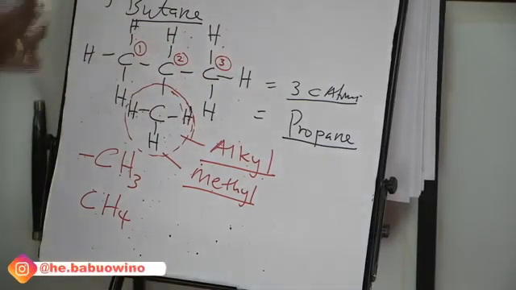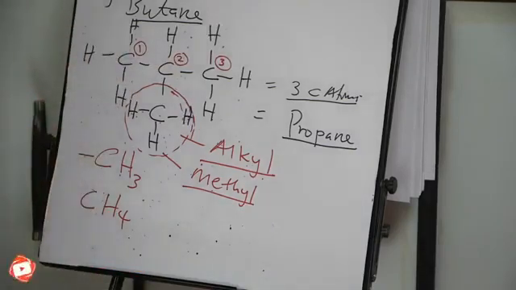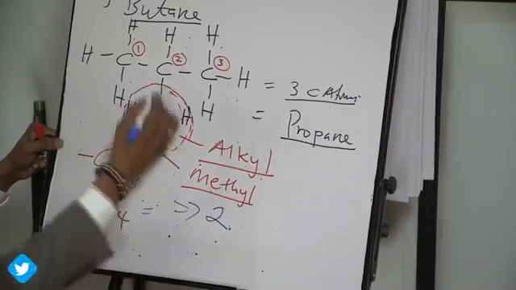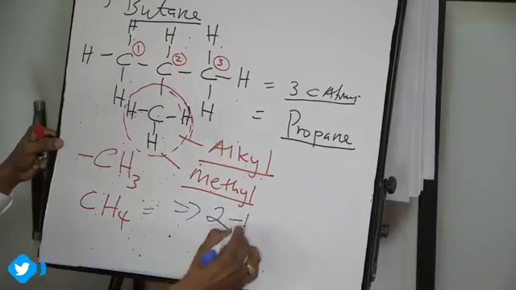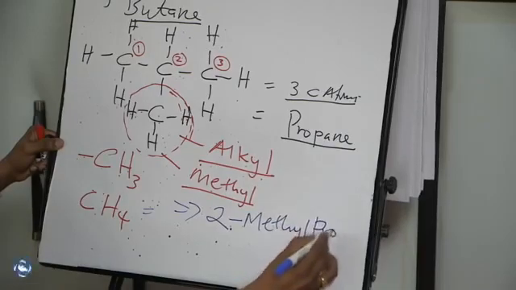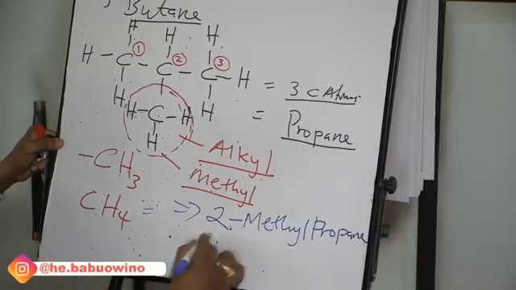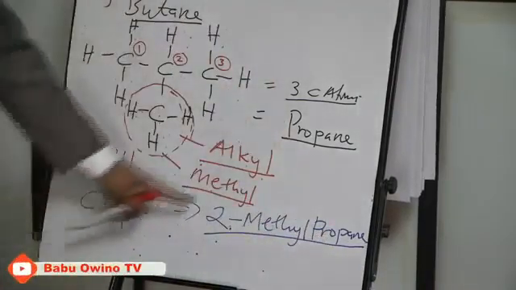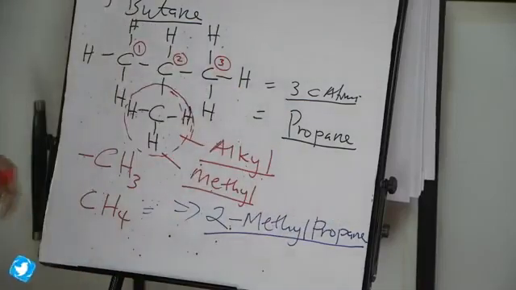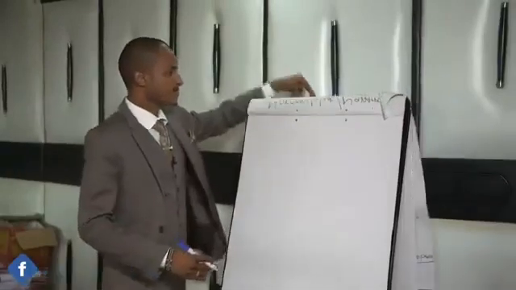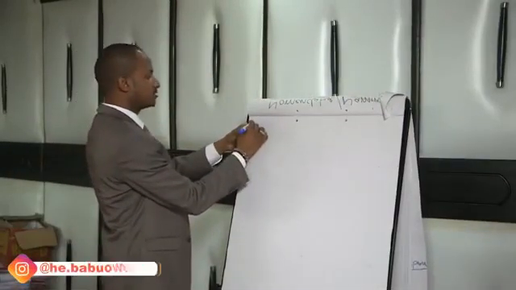So you just combine the names. You start with the number, which is 2. Then you go to the alkyl group, which is methyl. Then you join with the parent name, which is propane. So this is called 2-methyl propane. Repeat after me, class. 2-methyl propane. I will give you another example so that we get used to them. So let's take another example of another branch, example 2.